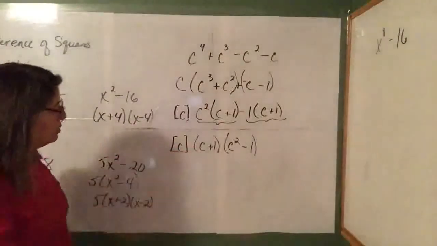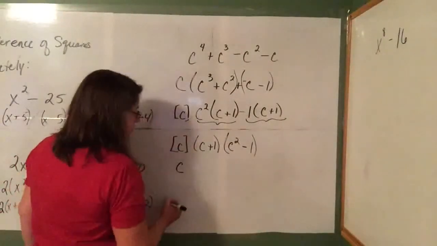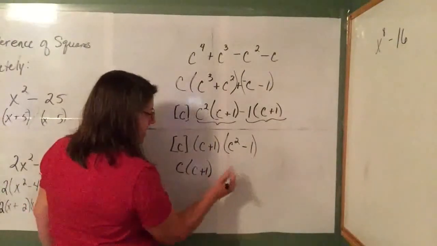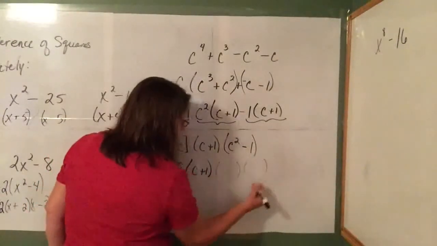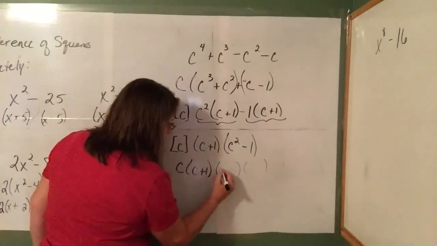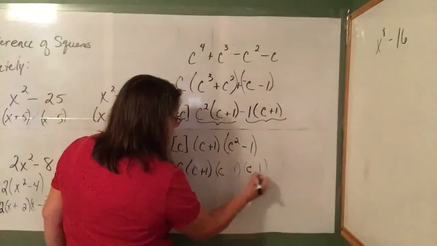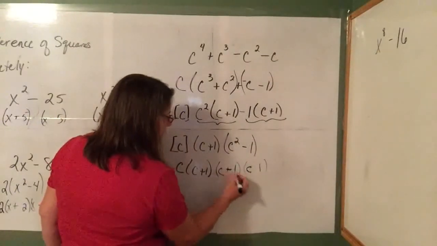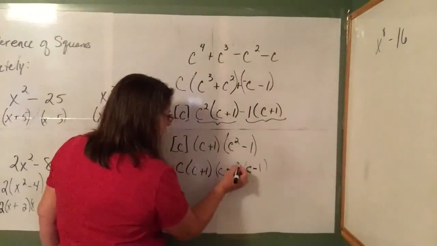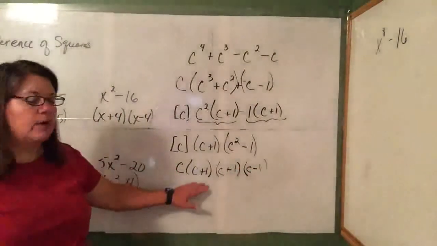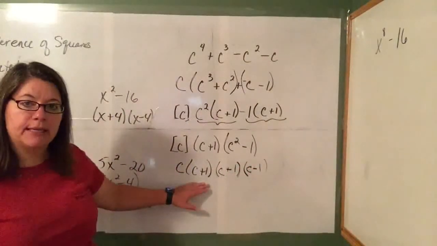So I'm going to bring down my C, it's part of my answer. The C plus 1 is part of my answer, and then I'm going to factor this difference of squares. The square root of C squared is C. The square root of 1 is 1. One of them is a plus, one of them is a minus. Now it has been factored completely.